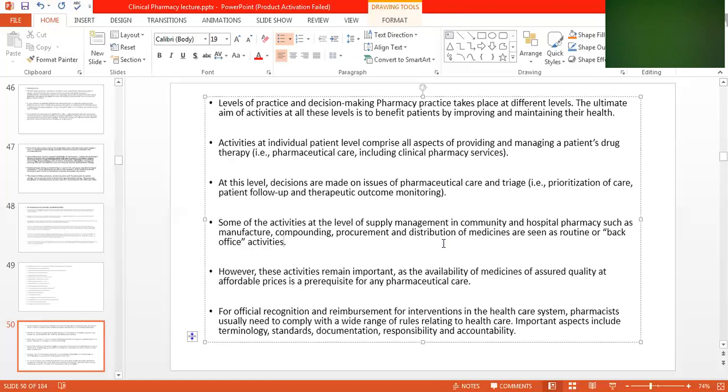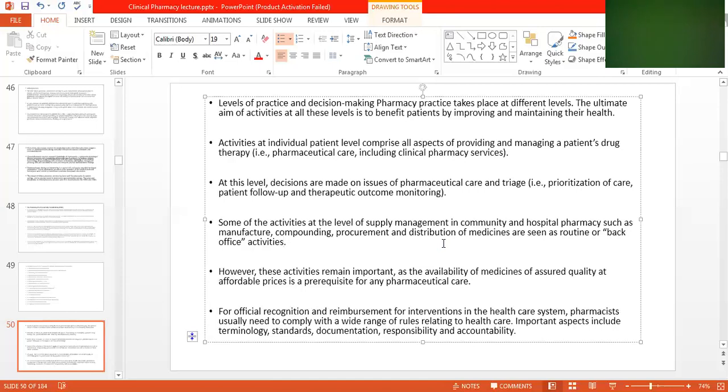So inside the pharmacy, what will be your activity? You are manufacturing certain bulk, you are compounding certain drugs, your procurement means purchasing some raw material, and distribution of the medicine in inpatient hospitals and outpatient hospitals and in the community pharmacies.